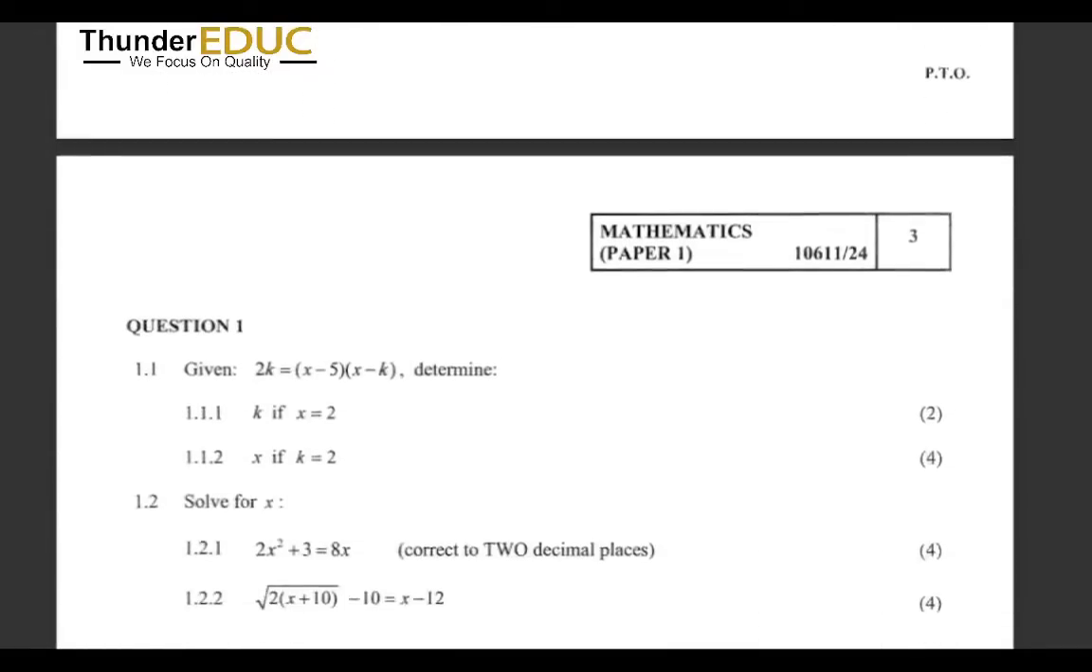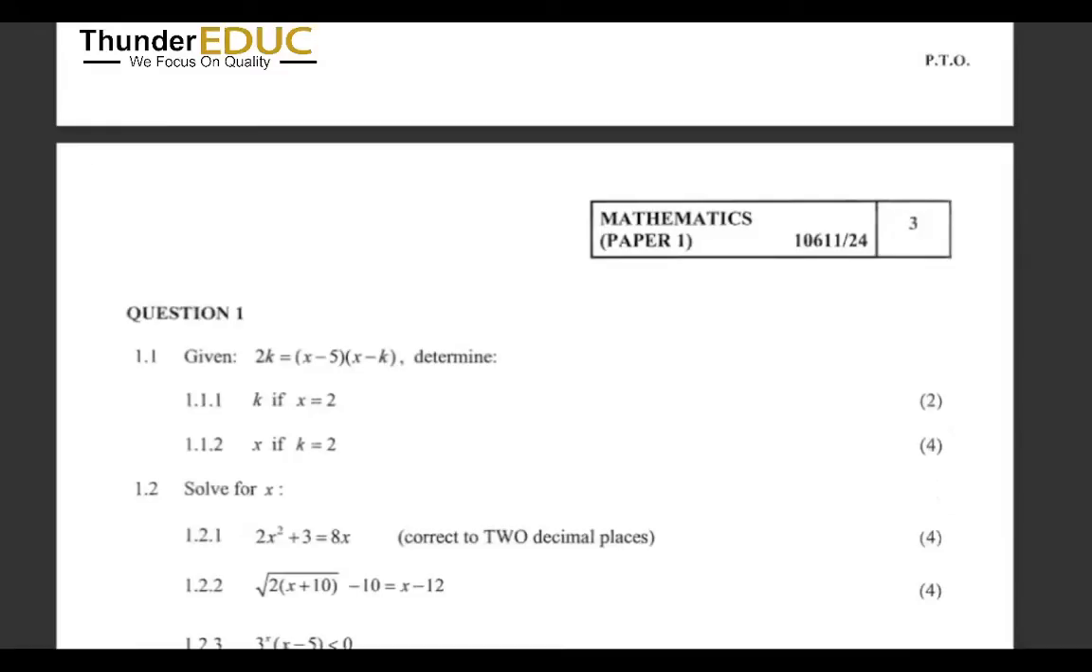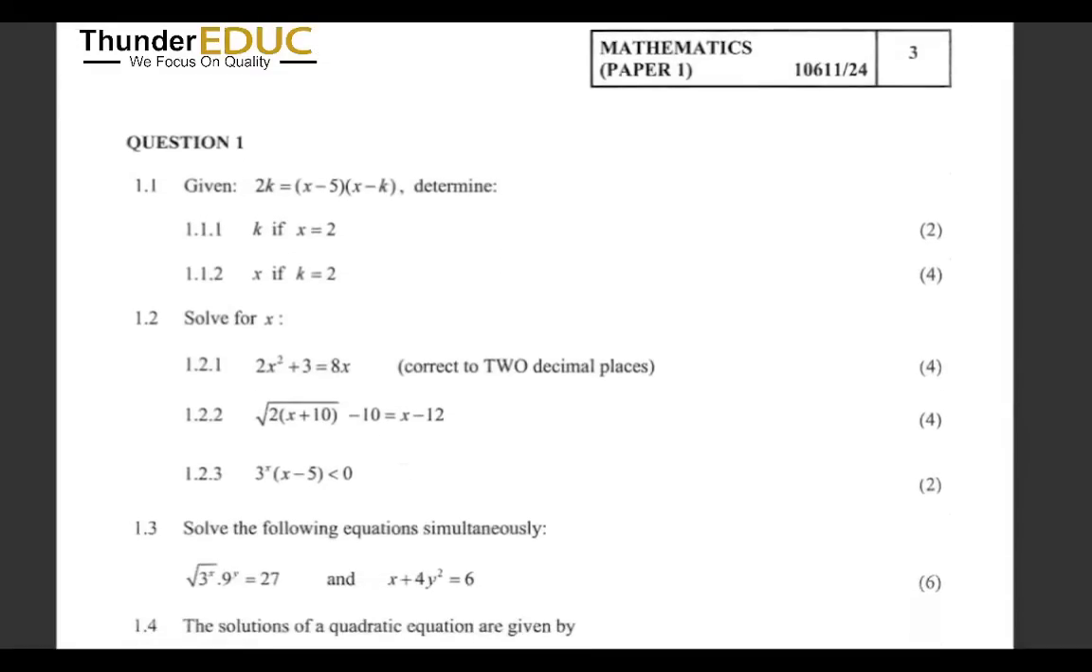We shall try. Okay. Question number 1. With this question, they're telling us that if we are given 2k is equal to (x minus 5)(x minus k), determine the value of k if x is a 2.